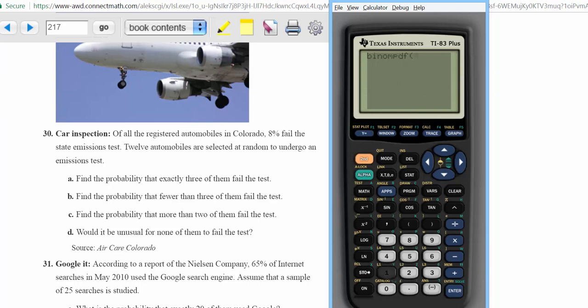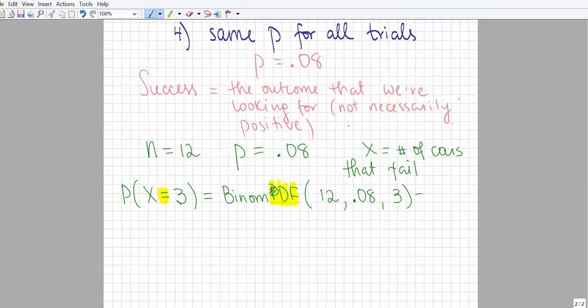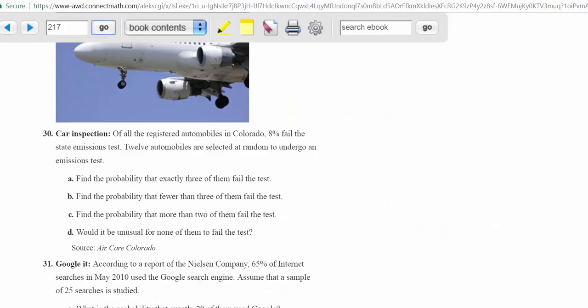So we have 12 cars that are picked. Probability of success for 1 is 0.08. Exactly 3 cars that fail. Here's my answer, 0.0532. Okay, let's take a look at the next part.